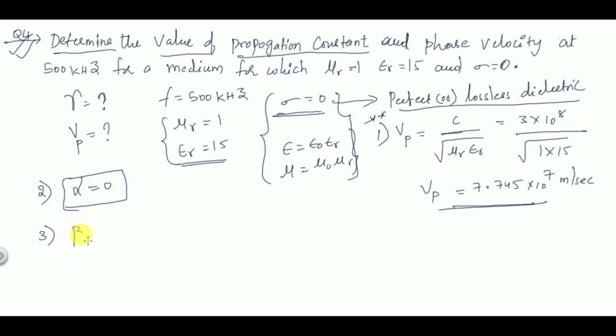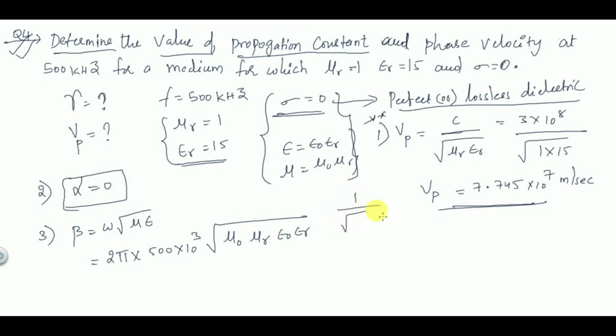So what is the value of beta? Beta is omega into root of mu epsilon. What is omega? Omega is 2 pi into f. F is 500 kilohertz, so 500 into 10 to the power of 3. Root of, what is mu? Mu naught into mu r, epsilon naught epsilon r. But what we have is 1 by root of mu naught epsilon naught value is the velocity of light, that is 3 into 10 to the power of 8. So root of mu naught epsilon naught value is 1 by 3 into 10 to the power of 8.